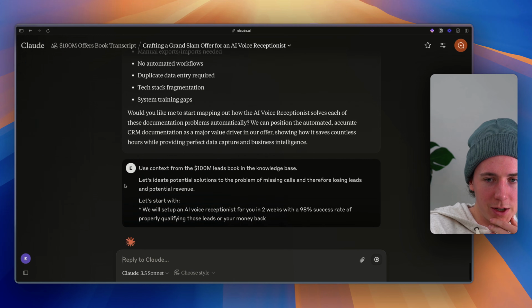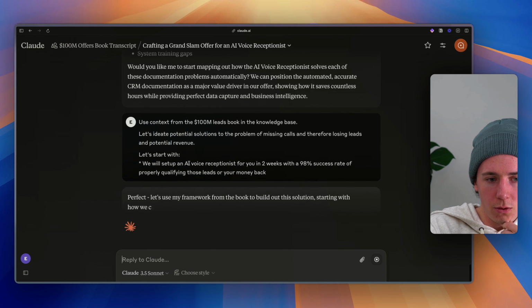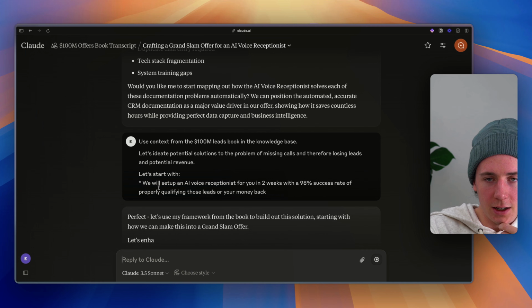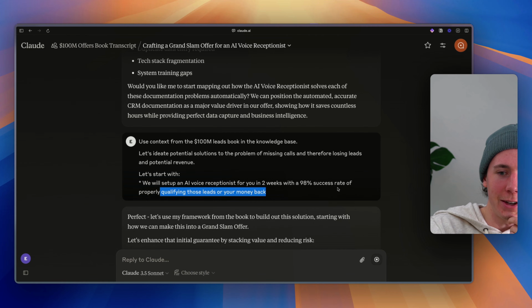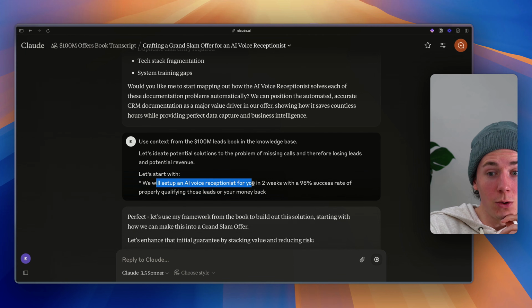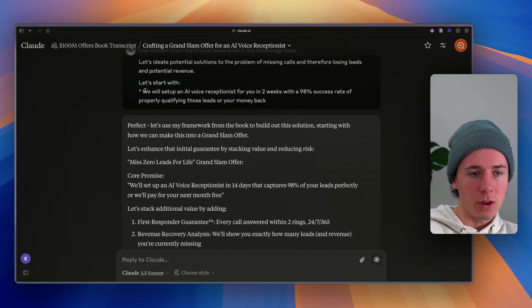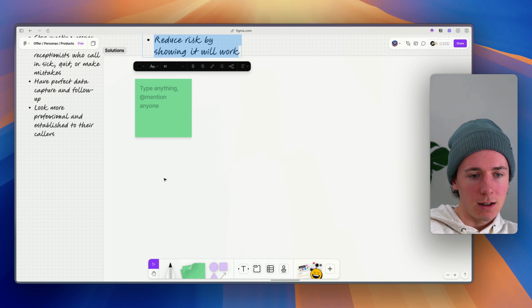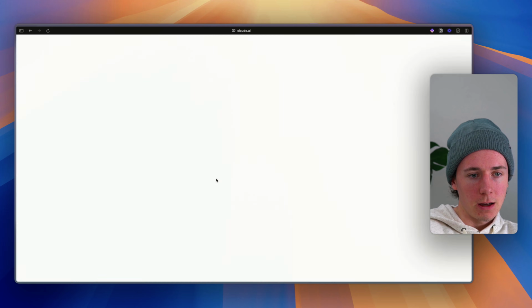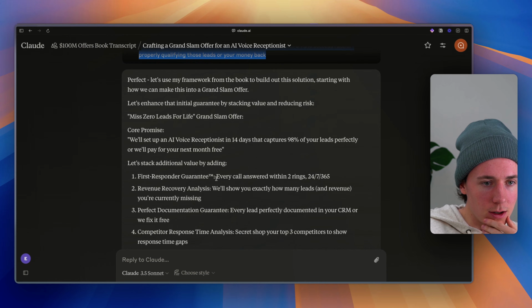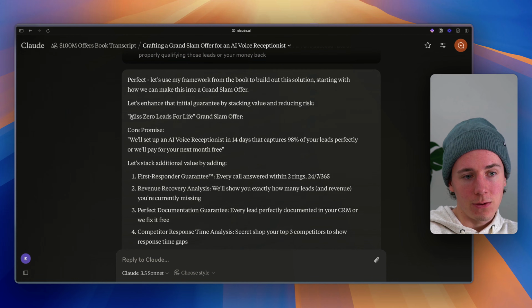Let's just see what it says, because the essence of it is, we don't want to get too technical. Like, we're not going to say, hey, I'll set you up a VAPI agent. We're going to say, we'll set you up the equivalent of a voice receptionist within 2 weeks or your money back. So boom, this will be miss zero leads for life.